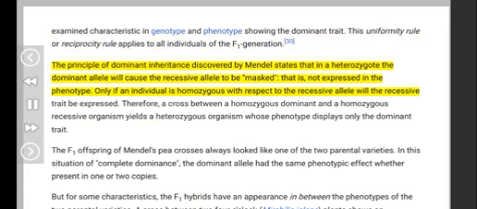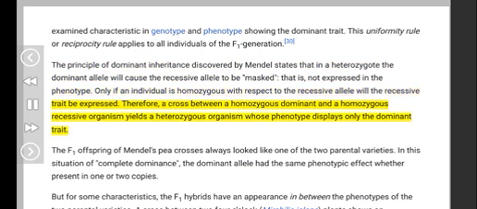The law of dominant inheritance discovered by Mendel states that in a heterozygote the dominant allele will cause the recessive allele to be masked, that is, not expressed in the phenotype. Only if an individual is homozygous with respect to the recessive allele will the recessive trait be expressed. Therefore, a cross between a homozygous dominant and a homozygous recessive organism yields a heterozygous organism whose phenotype displays only the dominant trait. The F1 offspring of Mendel's P crosses always looked like one of the two parental varieties.